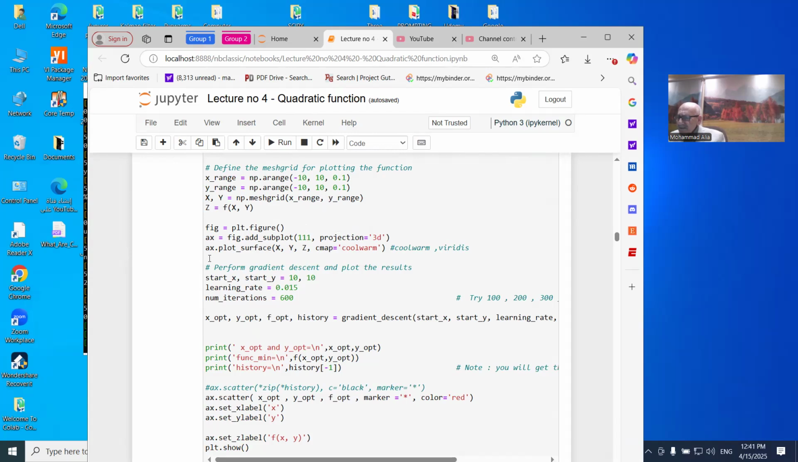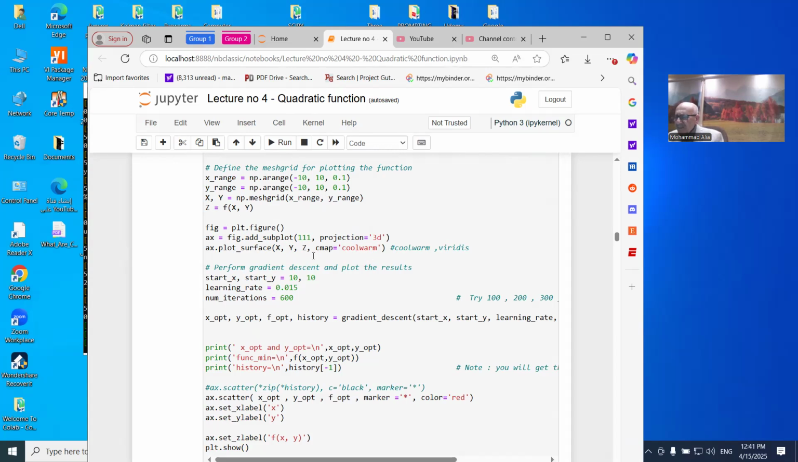And now we need to plot our function. So from ax, we call plot_surface, or plot_wireframe or whatever, plot scatter if you want. We plot surface, this capital X, capital Y, and capital Z, and we decide which color it will be, cool warm or normal.